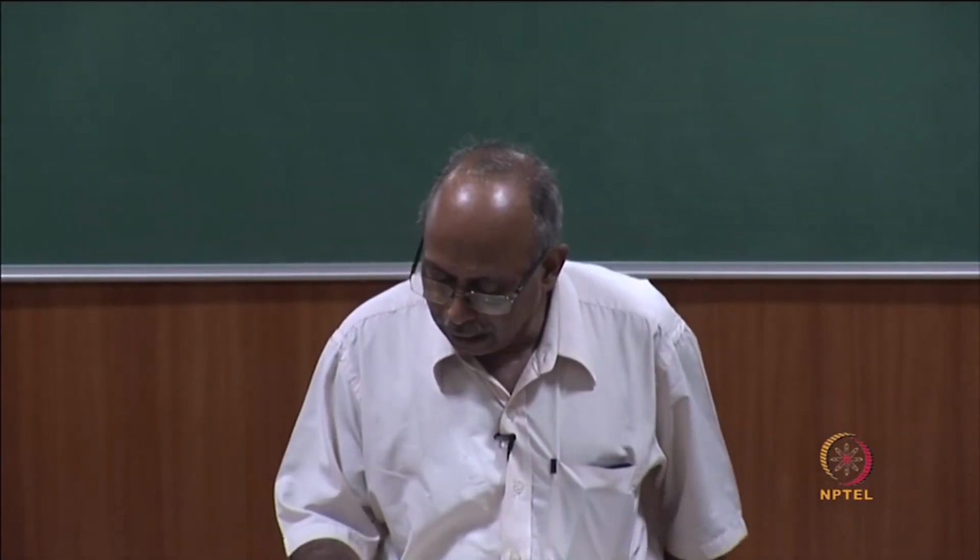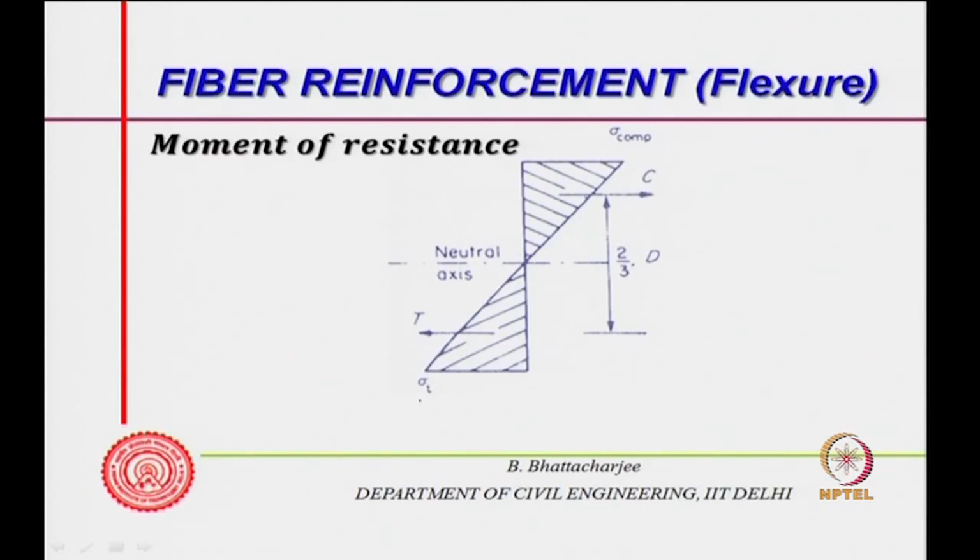This is the triangular stress diagram; both the strain distribution and stress distribution we take as triangular. So, this is your sigma compression, sigma tension, the tensile strength, the modulus of rupture. We assume a stress, not the real stress-strain diagram variation. Actually the real one will be something like this in the case of concrete, but we do not take it; we take a triangular stress distribution for calculating the moment of resistance.